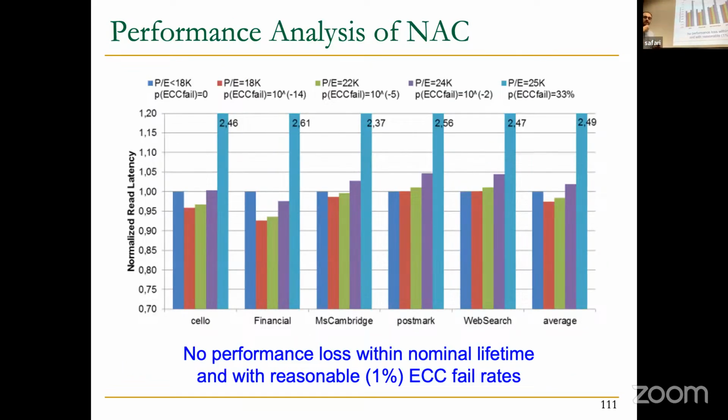Here in this analysis, we also analyze the performance. And you can see that the performance loss is 0 within nominal lifetime and with reasonable ECC failure. So when your P/E cycle count is low and your ECC failure probability is also low, you don't have performance overhead. But as soon as you increase the number of P/E cycles and you have higher probability of ECC failure, you will see some performance overhead. And at some point, your performance is going to reduce a lot.